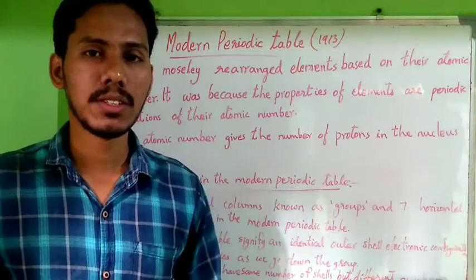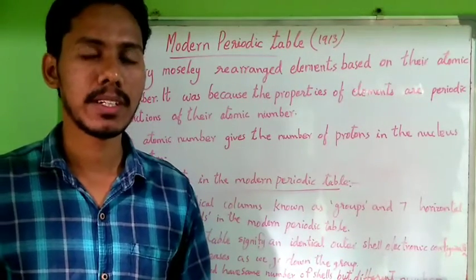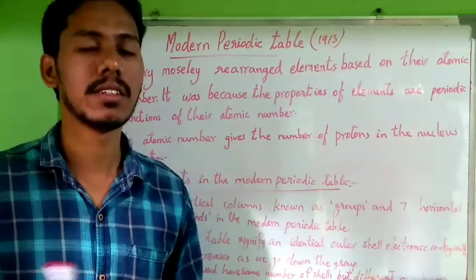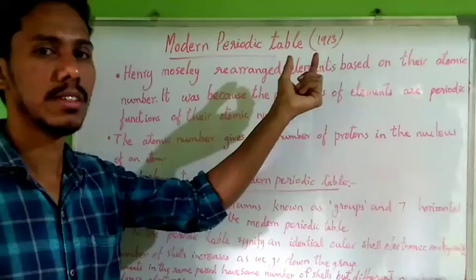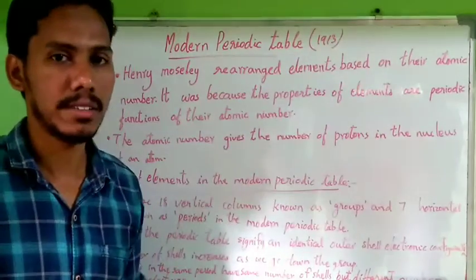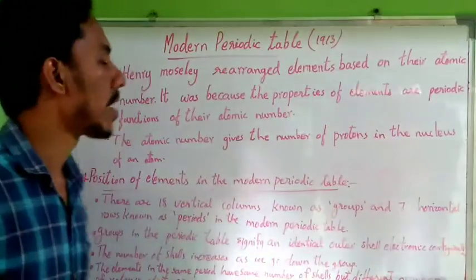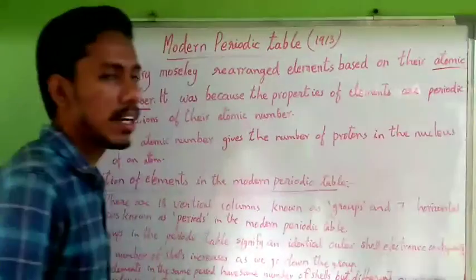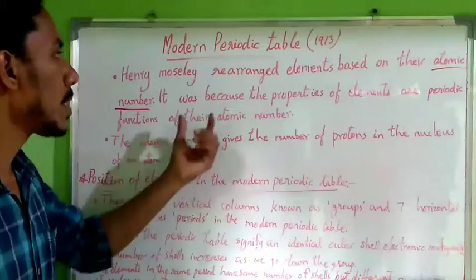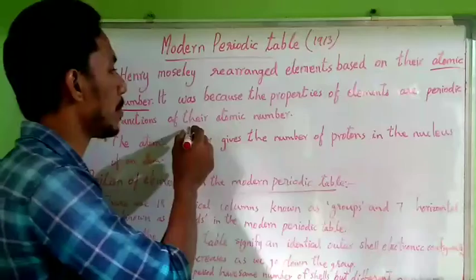Hi students, today we have to discuss the modern periodic table. In the previous class we discussed some other periodic classifications, but this is the modern periodic table. It was in 1913 that Henry Moseley rearranged elements based on their atomic number. This atomic number is an important point in this periodic table, because the properties of elements are periodic functions of their atomic number.